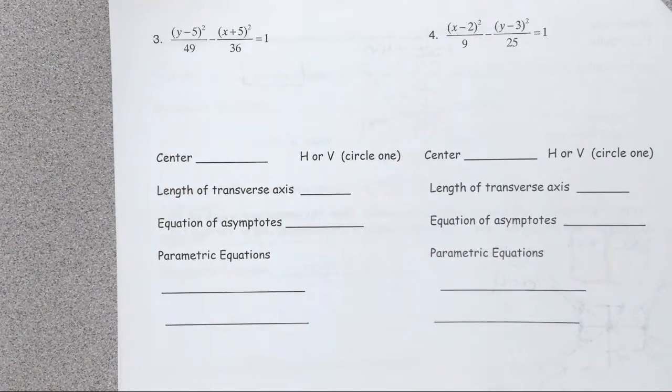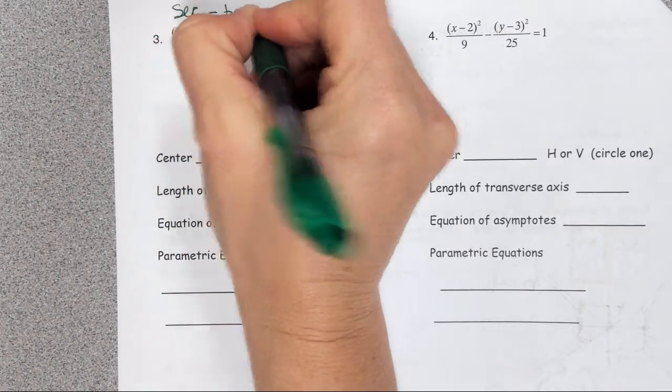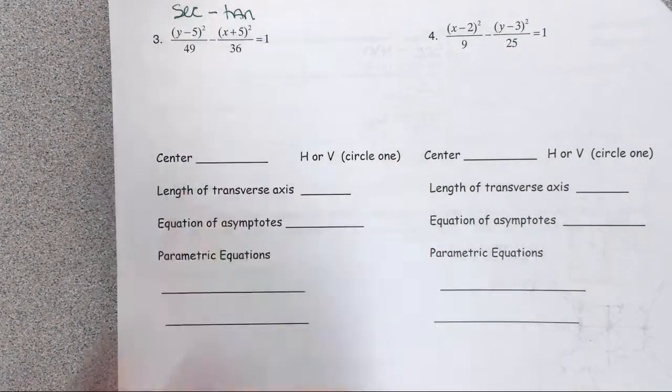So number 3. Right now, before you forget, let's go write the secant minus tan. Because remember, tanning is a negative thing these days.